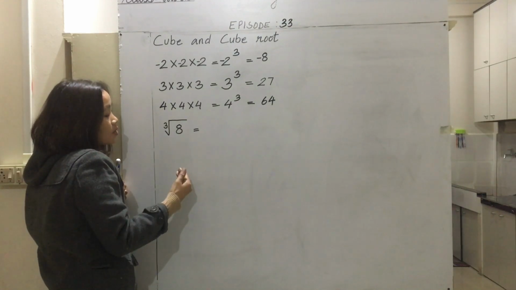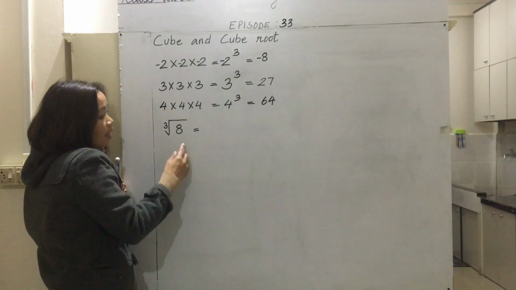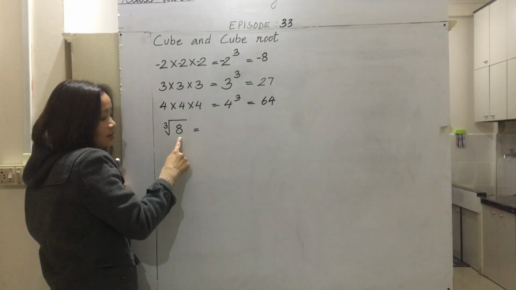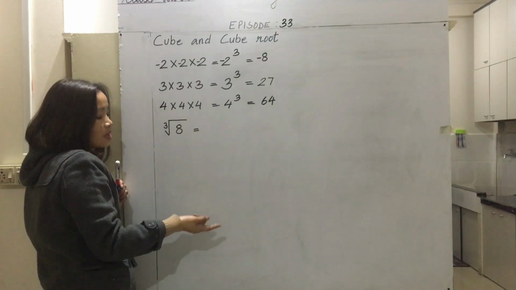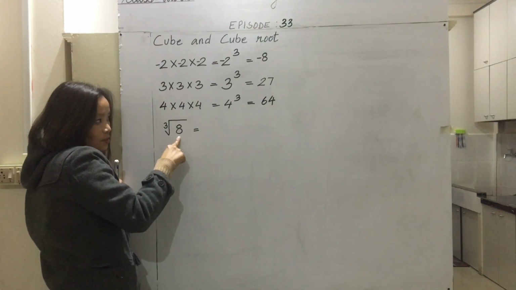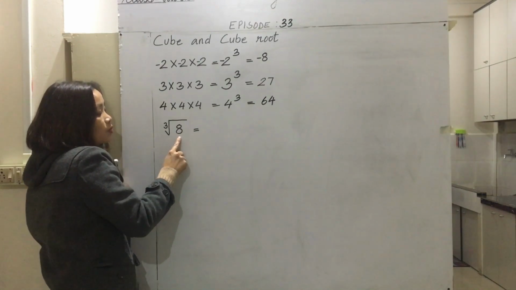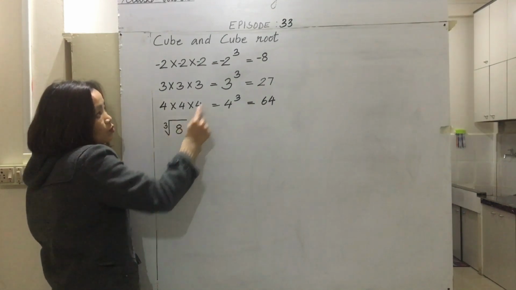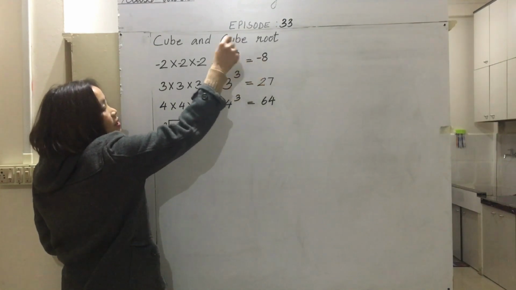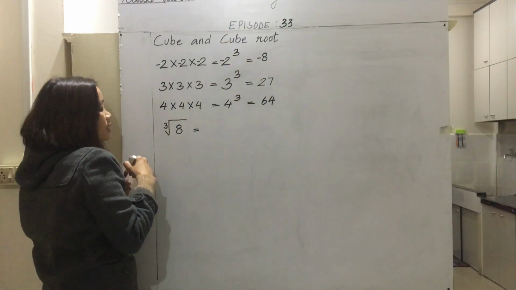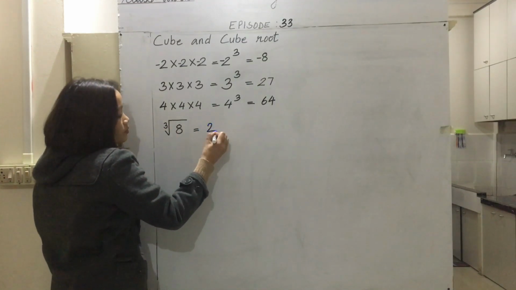The same number is multiplied 3 times and it gives the answer 8. What is that number? 2 cube is 8, so the cube root of 8 is 2, right?